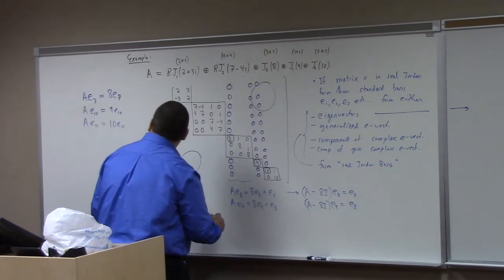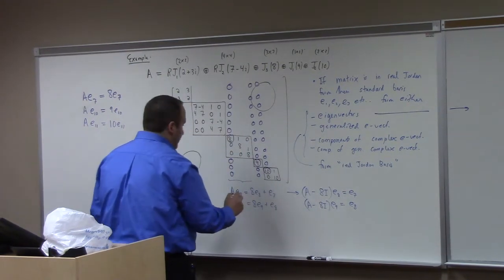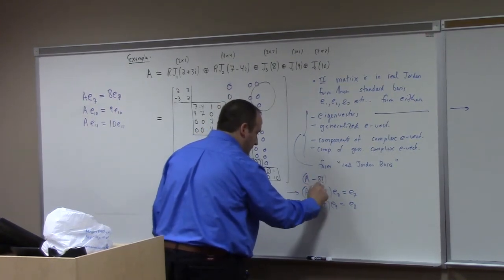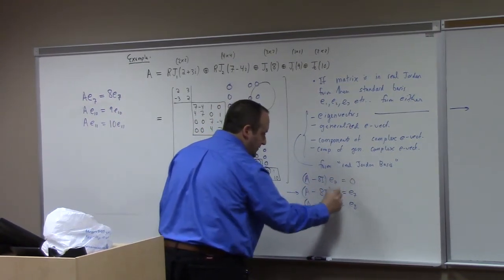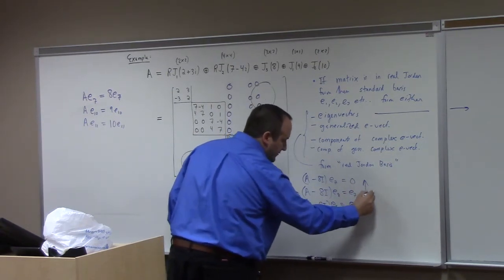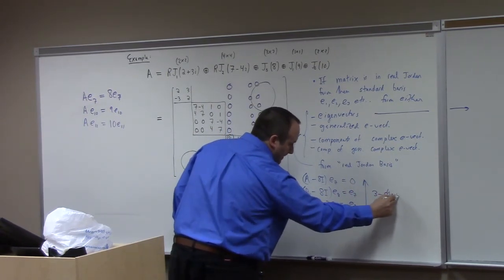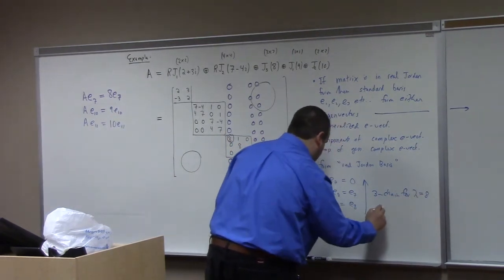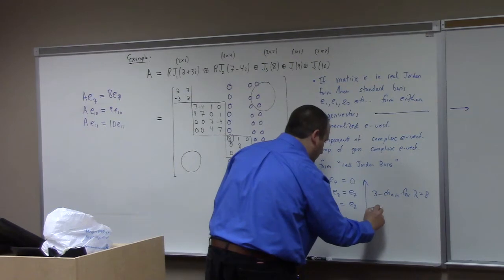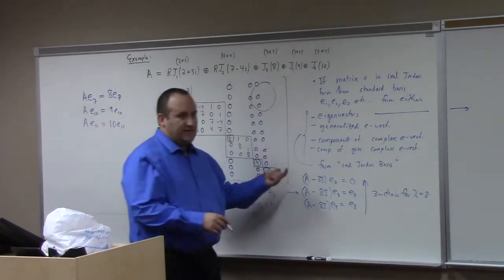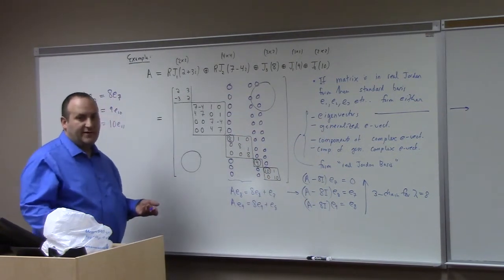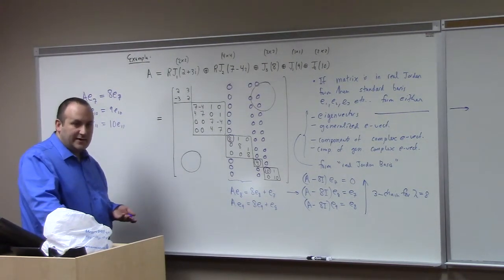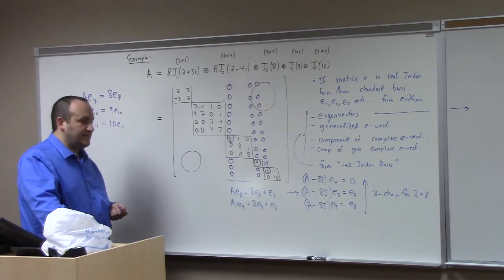And then, of course, we already noticed that A minus 8I times E7 is equal to 0. So this is basically a 3-chain for lambda equal to 8. And so E7 is the eigenvector, E8 is the generalized eigenvector of order 2, and E9 is the generalized eigenvector of order 3, all for eigenvalue 8. That's that 3 by 3 block.